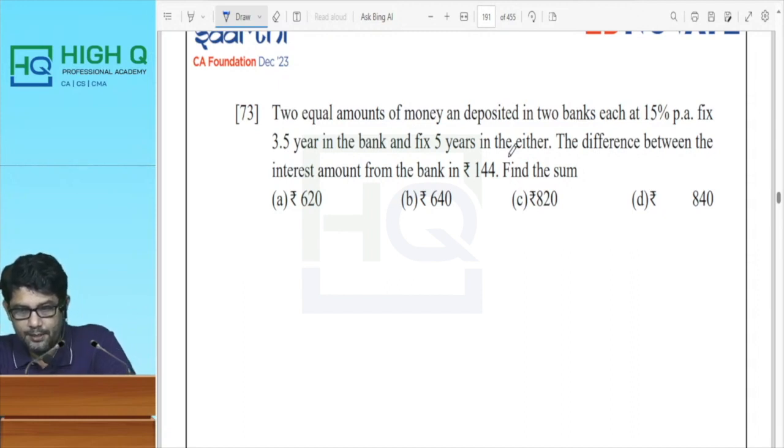Ramanujam gave me B. Ilamadi gave me C. 640 rupees is the, okay, here Anjali B, Ritika B.